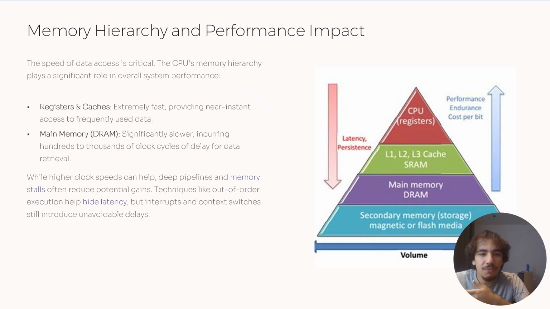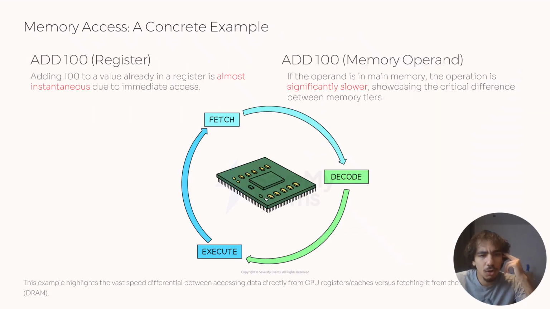Now, what makes this instruction faster or slower? Instruction speed depends on where data is and how the CPU handles it. Registers and caches are fast, but accessing main memory can stall hundreds or thousands of cycles. Higher clock speed helps, yes, but deep pipelines and stalls can reduce gains. Out of order execution hides some delays, while interrupts and context switches add extra latency. For example, an add of 100 using only registers is almost instant. But if the operand is in memory, it can take much longer.